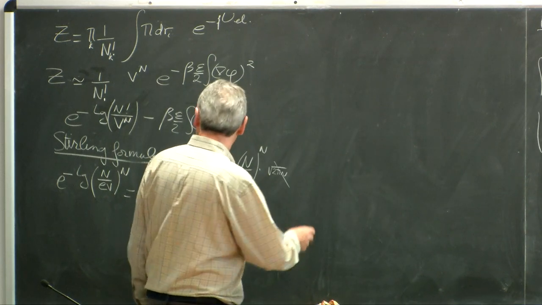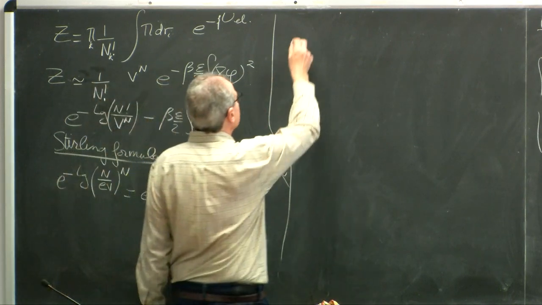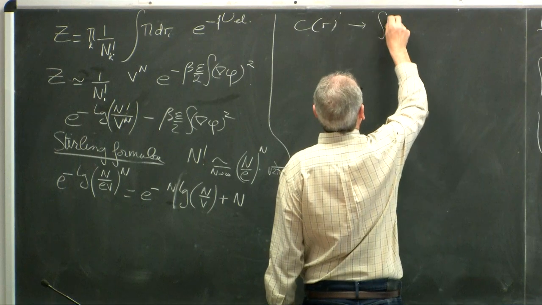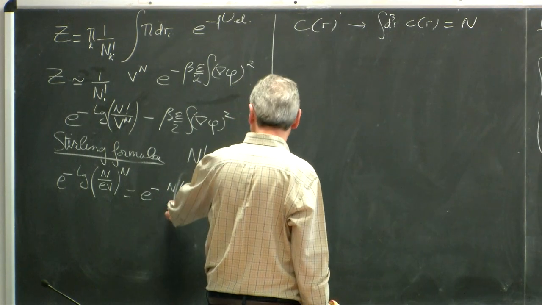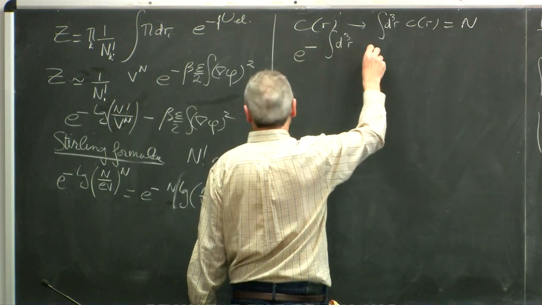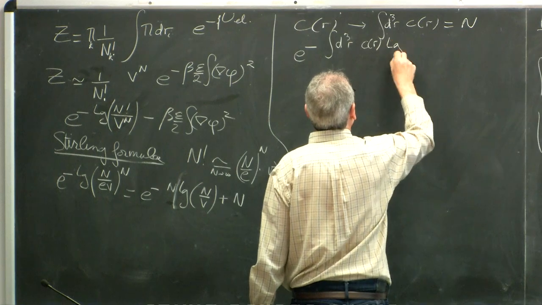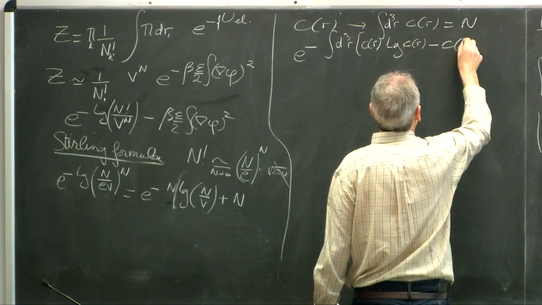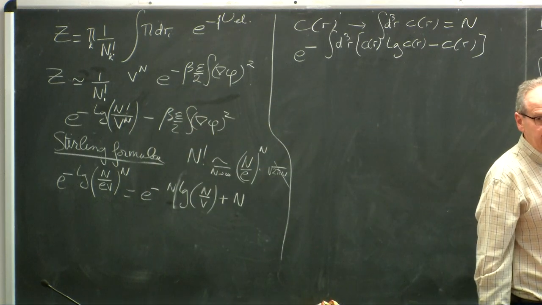If I consider that there is a certain concentration c of r of ions such that the integral d3r of c of r is n, then you see that I can rewrite this expression as e to the minus integral d3r, c of r log c of r minus c of r. So it starts looking a little bit like this.